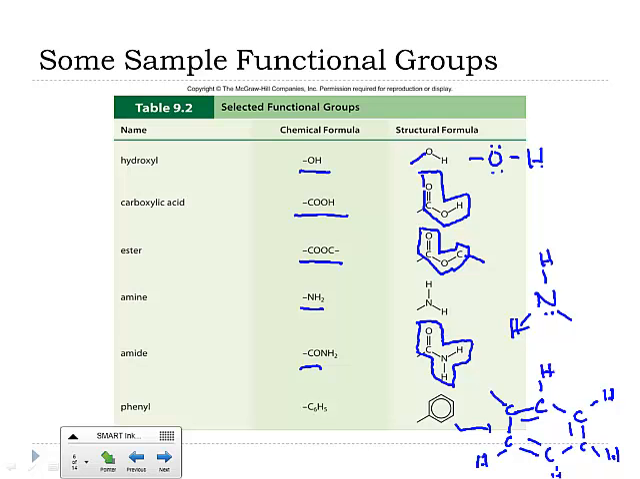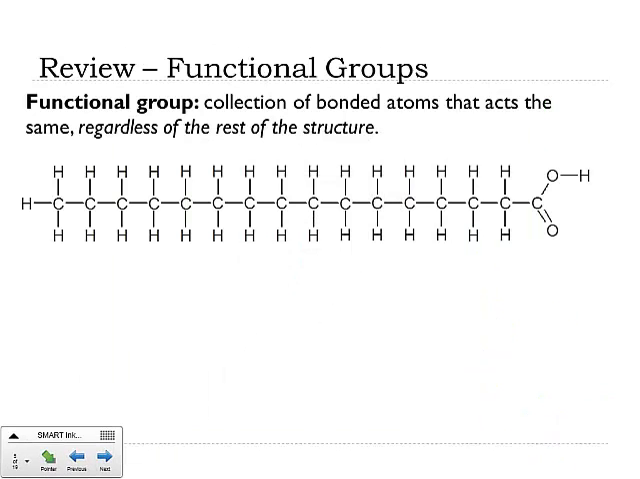That's a phenyl ring. These are functional groups, and we're going to get practice in this chapter and in the next couple of chapters picking these guys out of molecules. So let's start taking a look. I want to review functional groups very quickly. A functional group was a collection of bonded atoms, and that functional group acts the same no matter what kind of molecule it's in. A carboxylic acid in atorvastatin acts pretty similarly to the carboxylic acid in acetic acid, and I can do similar things to it.